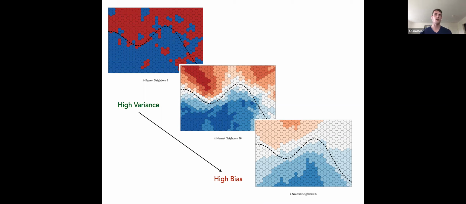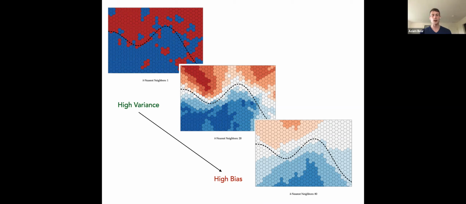So there's clearly a lot of noise here from the training data, where there are these patches of red and blue that aren't capturing true regularities in the world as represented by that dotted black line. On the opposite extreme, in the image in the bottom right, you see what happens if you use a lot of neighbors, in this case 80 neighbors, to make a classification for one novel individual.